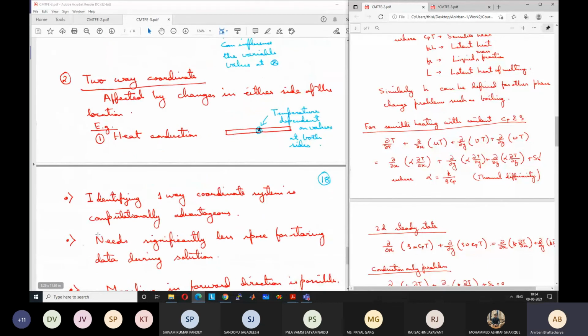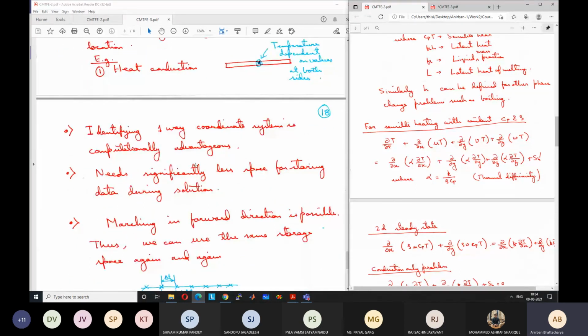So why are we discussing this? Because identifying a one-way coordinate system is computationally advantageous, as I have already discussed. It needs significantly less space for storing the data during the solution. Storing the data itself takes a lot of time, because at every iteration you're storing and retrieving the data. So it's not only the computation that takes the time, storing also takes a lot of time.